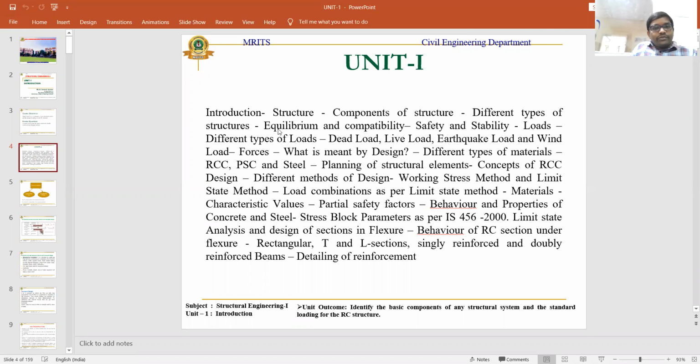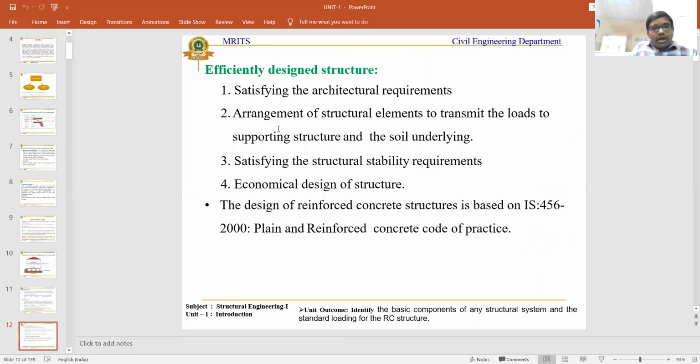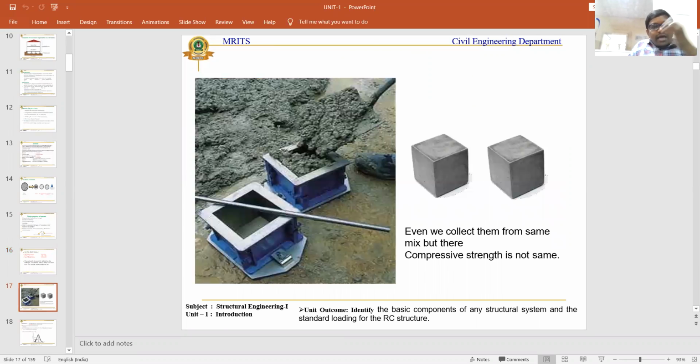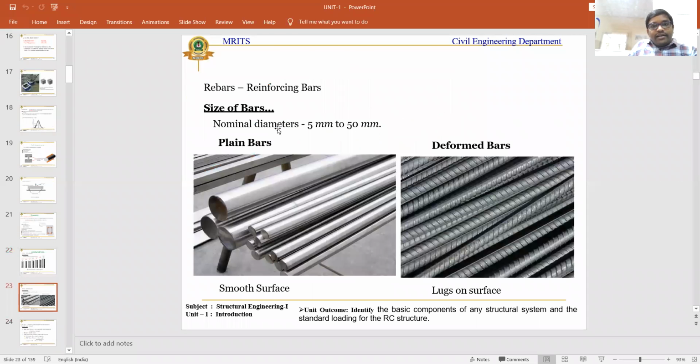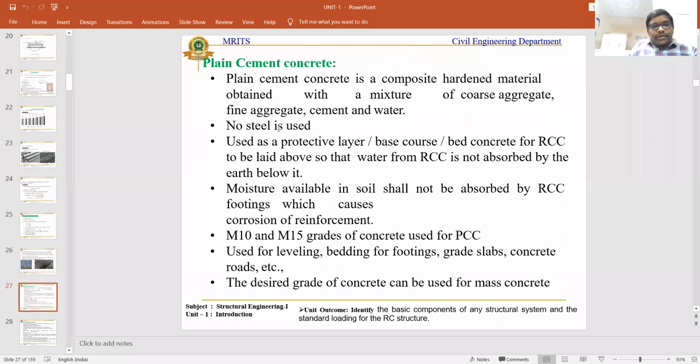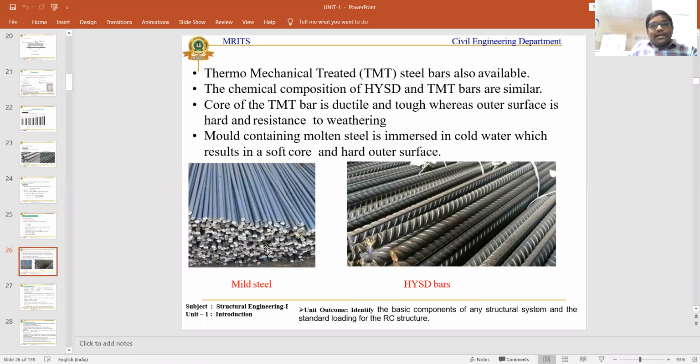Here you can see how the different diameters of different grades of steel can be identified. This is a mild steel bar, and this is a high yield strength deformation bar. You can see the appearance on the surface of the bar. There are no threads on the surface of a mild steel bar. If a bar has corrugations or indentations on its surface, it is called a high yield strength deformation bar.